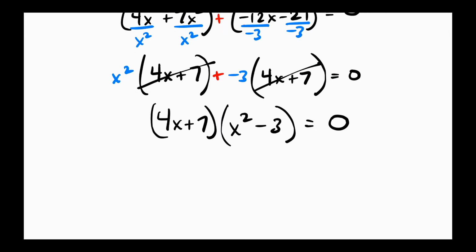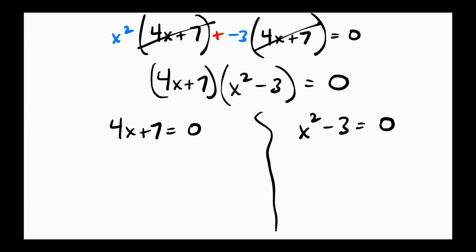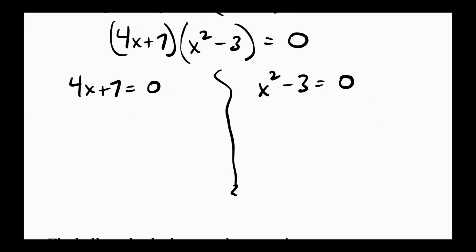Now we need to solve. So step 9 says set each factor term equal to 0. How many different factor terms do I have? 2. I have 2 of them, right? I have 4x plus 7 and I have x squared minus 3. I'm going to set both of those equal to 0. We've done this before, and I'm going to solve.